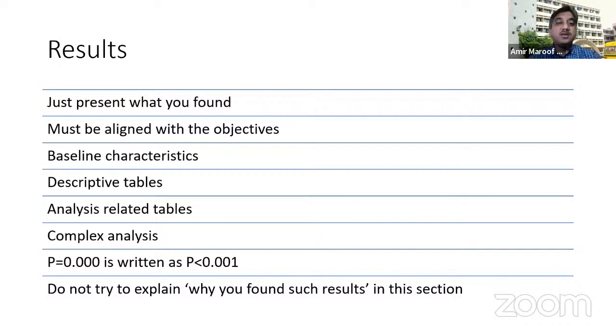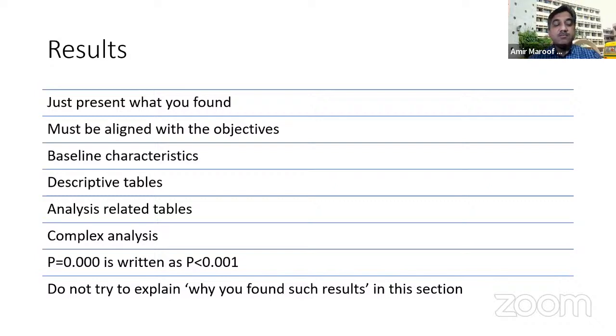If you want to do some other analysis and write some other thing, you can mention separately in your result section that these are the add-on analysis being done and add-on findings in addition to the objectives. That has to be separately mentioned.